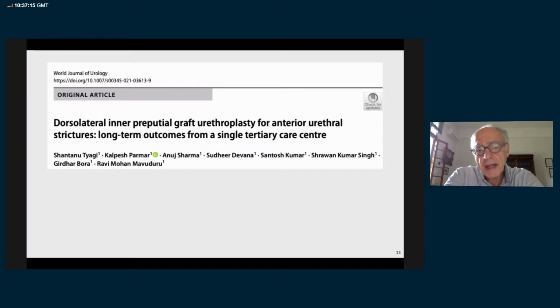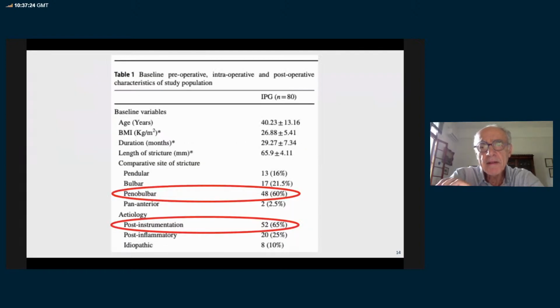But I also took another article from India about urethroplasty, and I just selected the characteristics of the population in this study. They also found the penile urethra as the most common location of stricture, and post-instrumentation as the most common cause of urethral stricture.